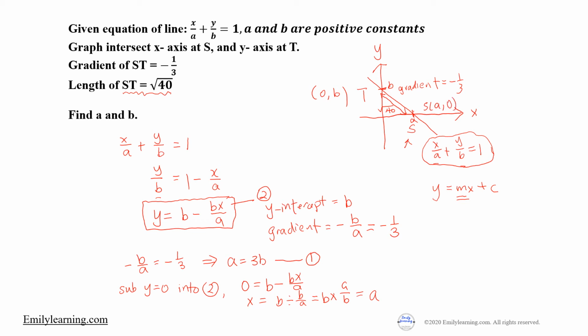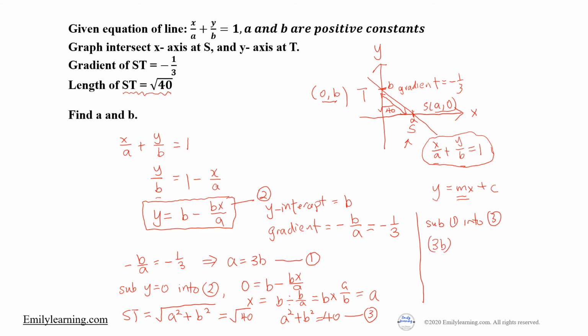So I know the coordinates of T and S, and to find the length of ST, it is basically equals to the square root of a squared plus b squared, and I know this is equals to root 40. So therefore, I know a squared plus b squared is equals to 40. So this will be equation 3. So now I have equation 1 and equation 3. I will sub 1 into 3 to solve this simultaneous equation.